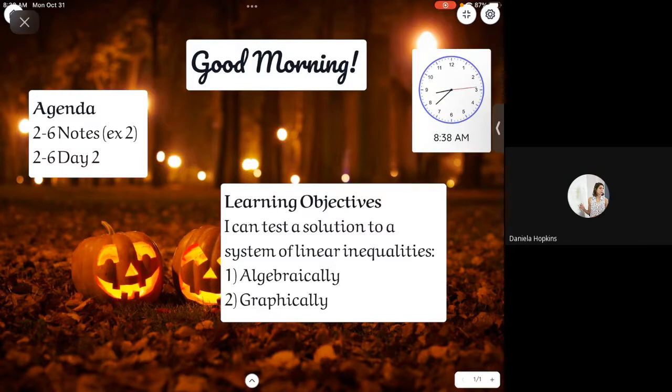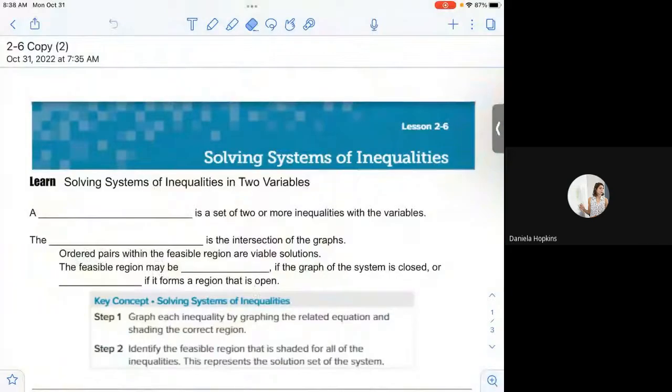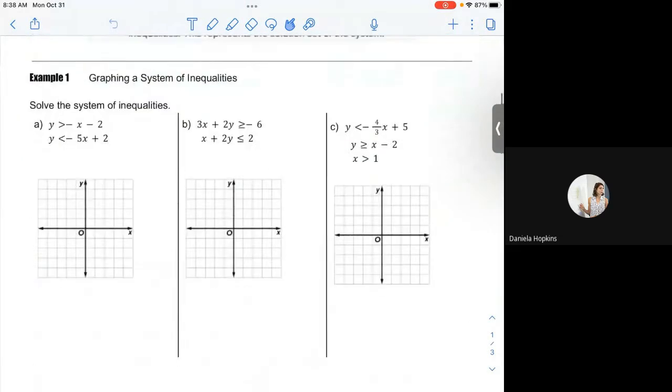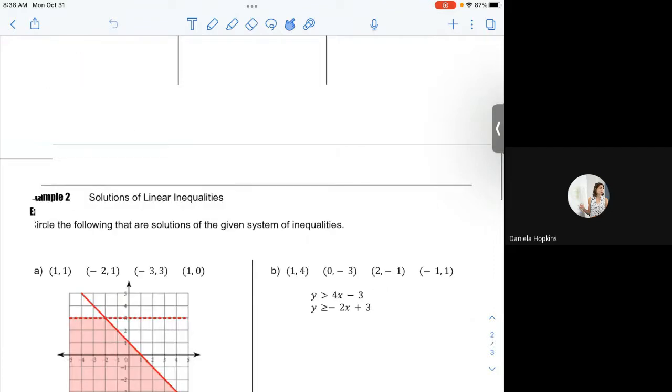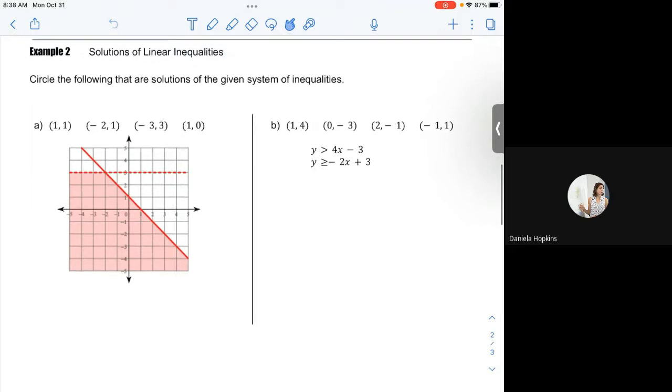So if you can pull out your 2-6 notes, we had done the vocabulary and example 1 on Friday. Sorry, it's not filled in here, but remember example 1A was in slope-intercept form. Example 1B was in standard form, which is a little trickier. I told you that you could put it in slope-intercept form if you want to, but I also showed you how to do it in standard form. And then we looked at the book's example, which was graphing 3 different equations in a system, which looks weird, but is doable.